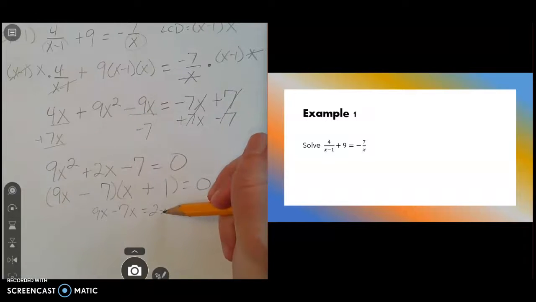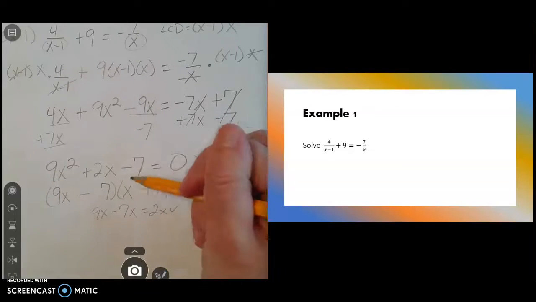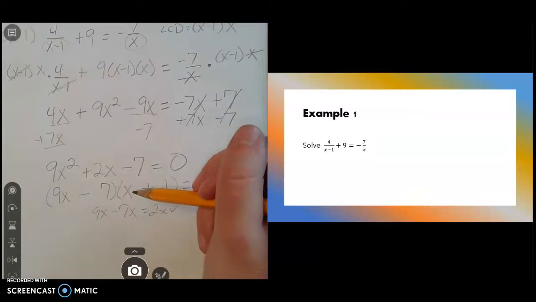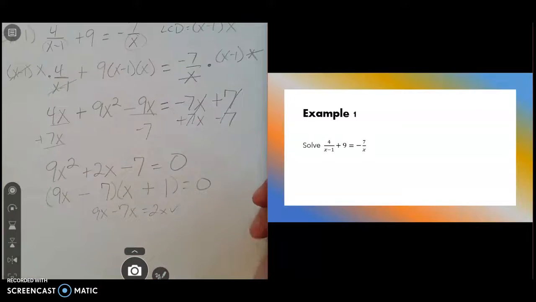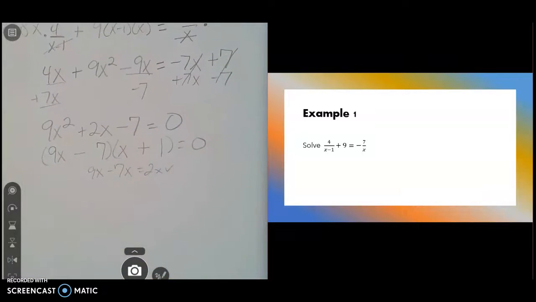If I did not get that middle term, I would try something else. You could switch the 7 and the 1. You could try 3 and 3. There's some options there. But this is the correct factoring for this one.